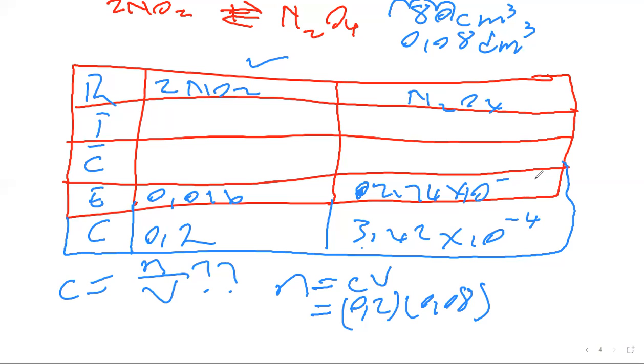I guess in that case I was wrong here. What if I get it wrong? Let me check. So it's 3.42 times 10 exponent minus 4. Yeah, you're correct. I just did this and this.